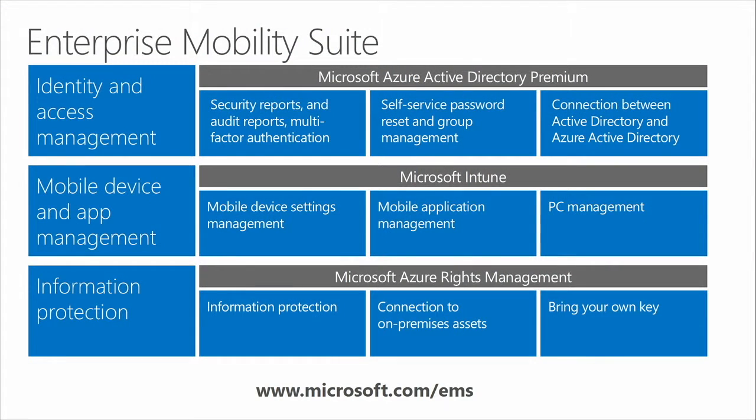Then we took a look at mobile device and app management, both getting started and managing and securing applications with Microsoft Intune. So here we were looking at mobile device settings, mobile application management, and PC management as well. And then finally, we took a look at information protection. So Microsoft Azure Rights Management, which offers that encryption and policy for data and connection to on-premise assets. And finally, bring your own key and other advanced security scenarios.